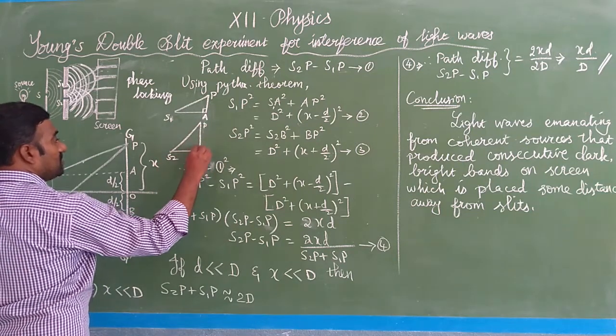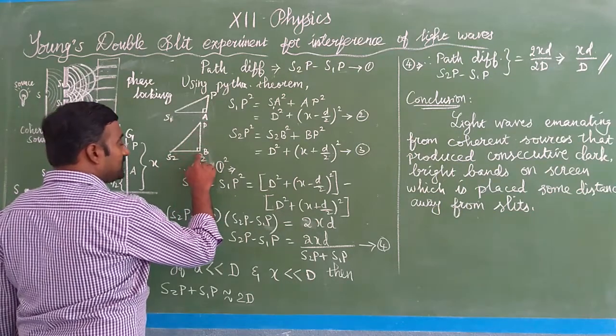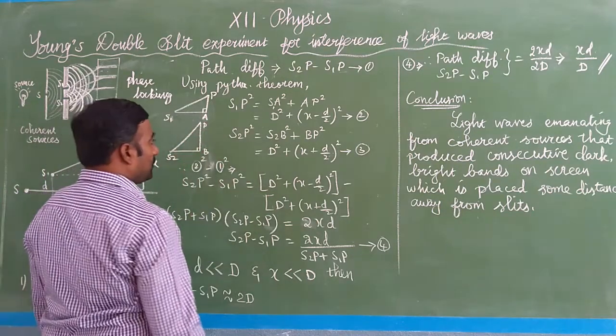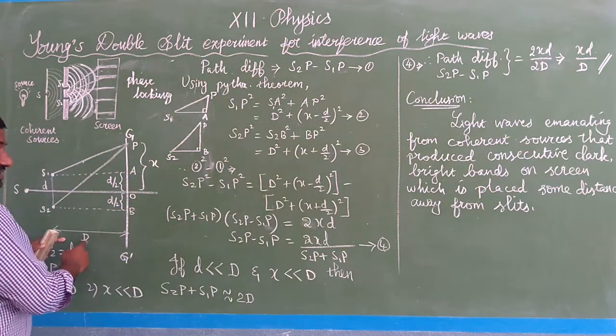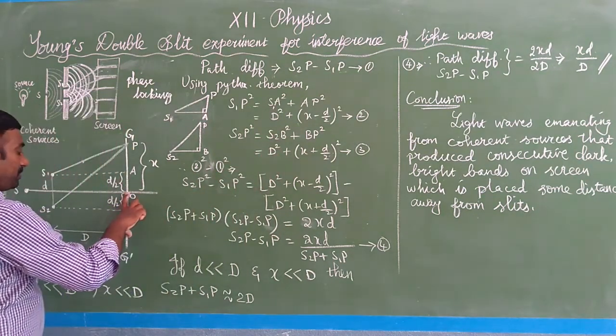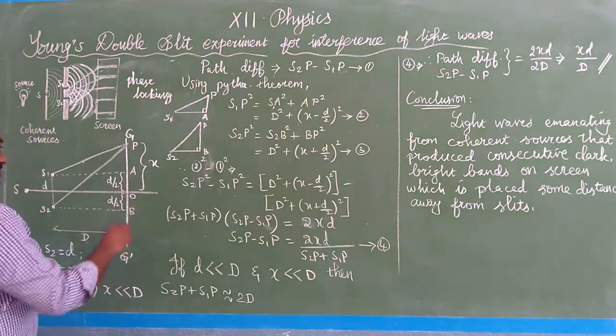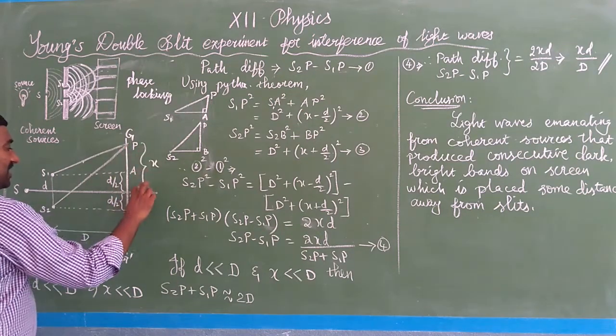S2BP. So in this right angle triangle, S2P square is equal to S2B square plus PB square. Okay. What is the S2B square? S2B is nothing but D. So S2B square is D square. And BP, this is a point, no? BP is equal to X and this is D by 2.